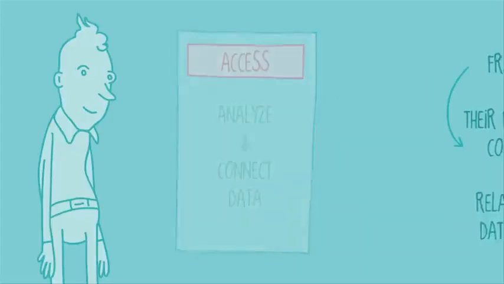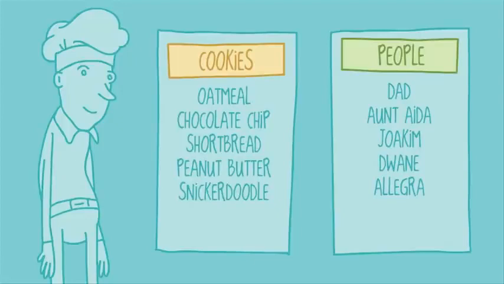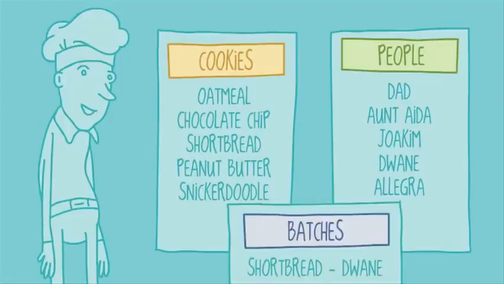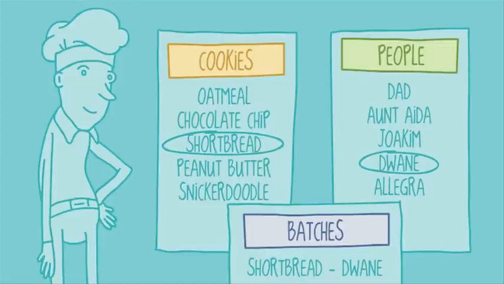Let's think about what that means while we go back to our Amateur Baker's database and build a third list to keep track of batches of cookies and who they're for. It's easy to see the relationship here. All I did was pull Dwayne from this list and Shortbread from here. Access can see and use that relationship too, but Excel can't. All of these things are completely unrelated as far as Excel is concerned.